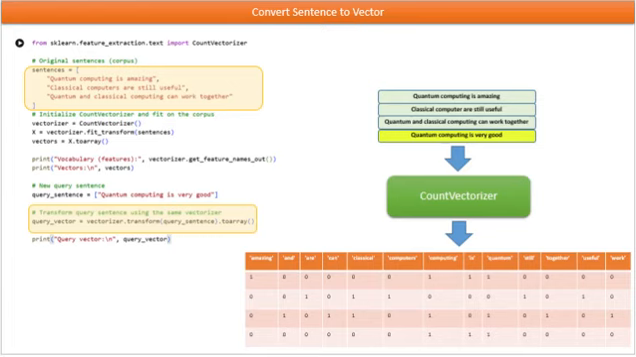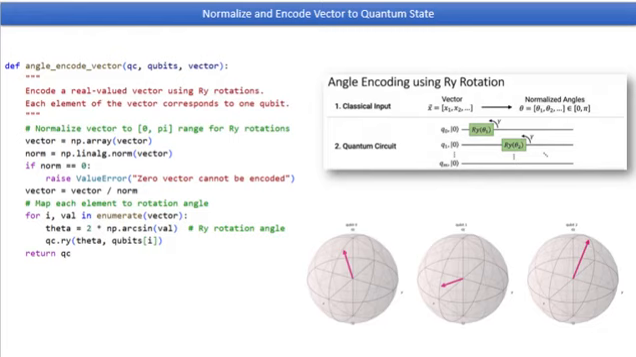Vectorizing is like preparing the ingredients before cooking. Once everything is chopped, cleaned, and measured, the quantum kitchen can do its magic. In the next part, we'll normalize these vectors and encode them into quantum states, continuing our journey toward the controlled swap test.